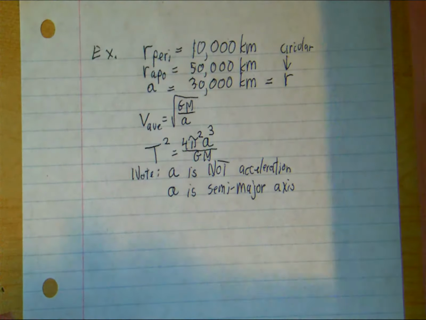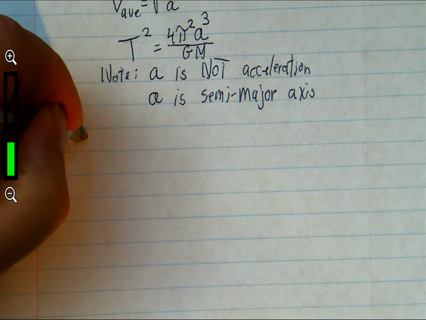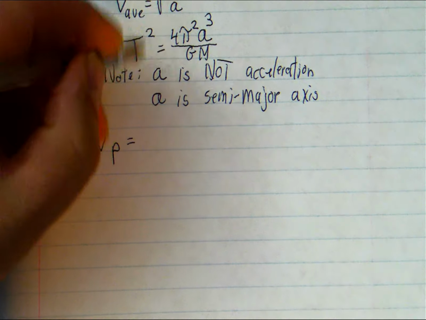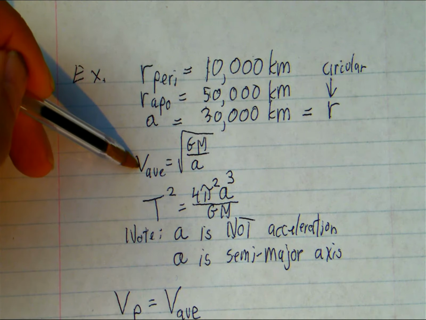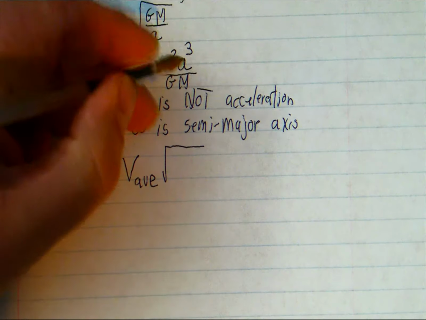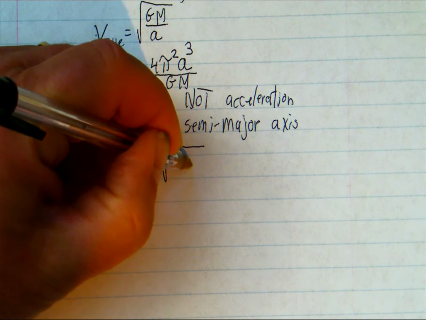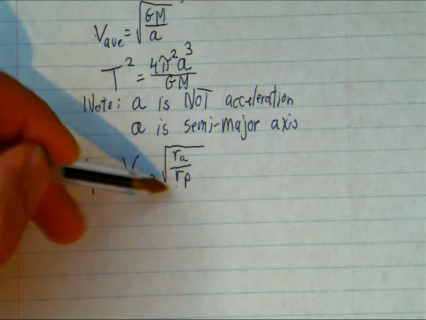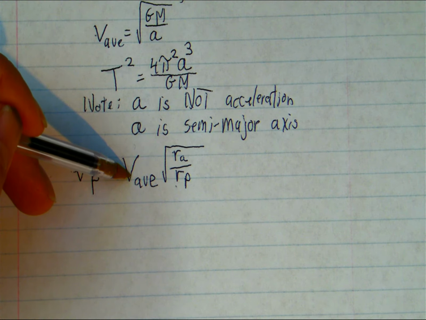To get them, there's a handy dandy formula for each one. Here it is. To calculate the speed at periapsis, multiply the average speed, which you get from here, by the square root of the ratio of the apoapsis radius divided by the periapsis radius. The big number over the little number, square root, because this is a faster speed than average.